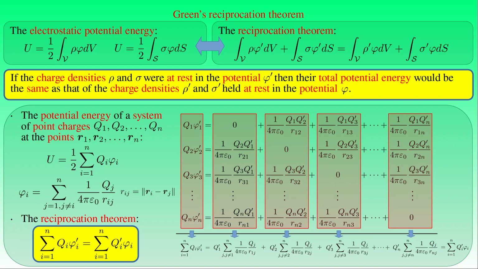That is, if the system of charges Qi were at rest in the potential phi prime i, then their total energy would be the same as that of the system of charges Q'i held at rest in the potential phi i, where i runs from 1 to n. We use this special form of the theorem to prove that the matrix of coefficients of potential is symmetric. However, we need to clarify how to apply the theorem proven for a space enclosed by a conducting surface to a set of conductors without any boundary surface around them.